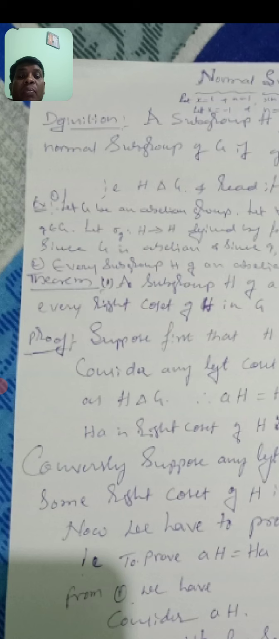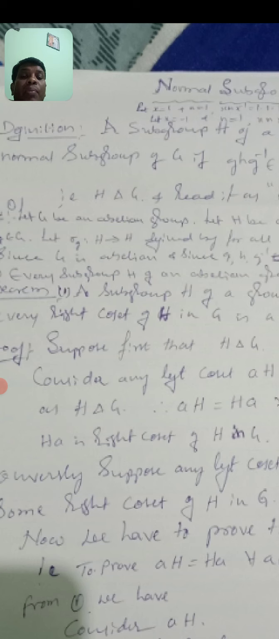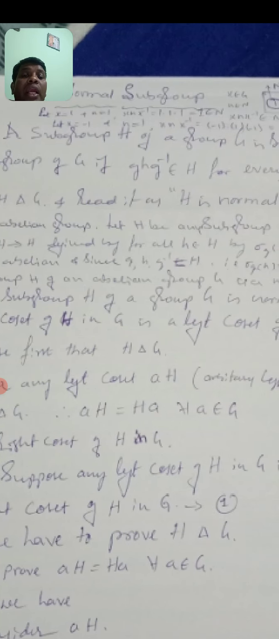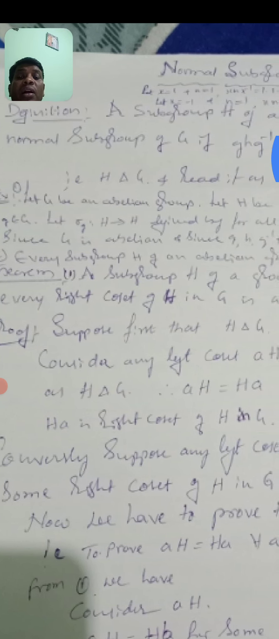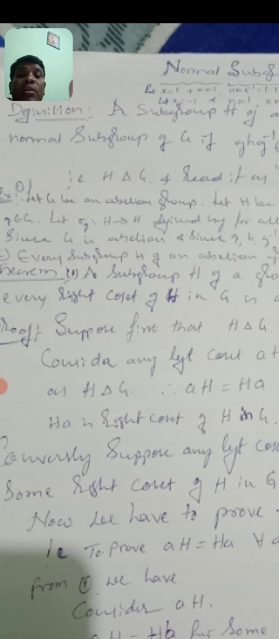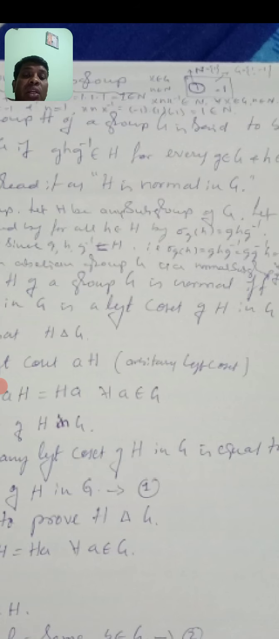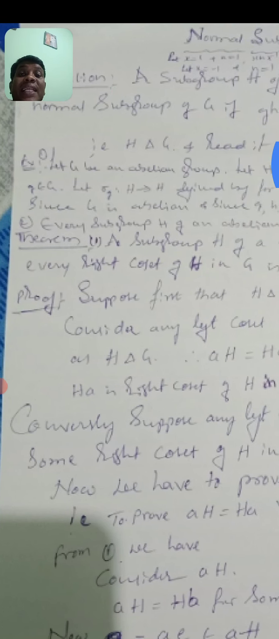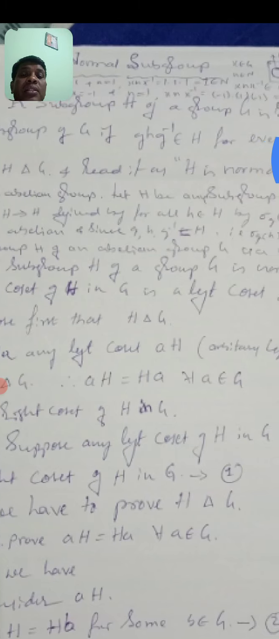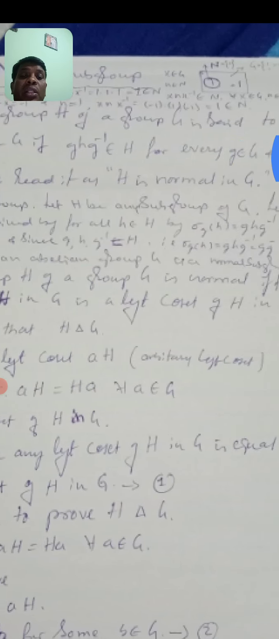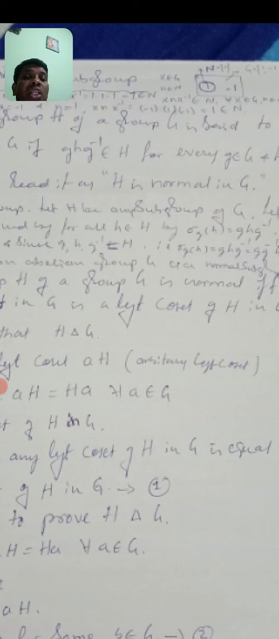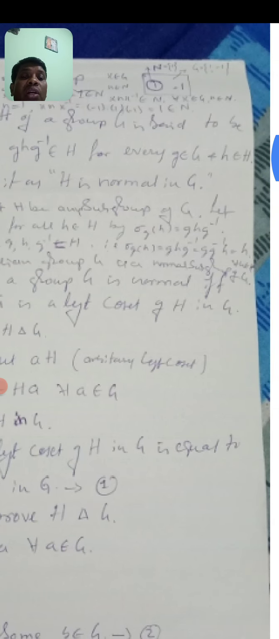Next, these are some examples. Let G be an abelian group, and let H be any subgroup of G. For all g belongs to G, let sigma g, a function from H to H, be defined by sigma g of h equal to g h g inverse for all h belongs to H. Since G is abelian, g h g inverse is equal to h, that is sigma g of h equals g h g inverse equals g inverse g h equals h, for all h belongs to the subgroup H.